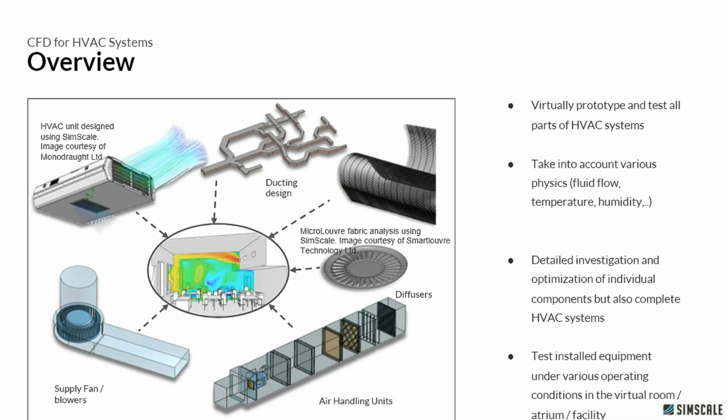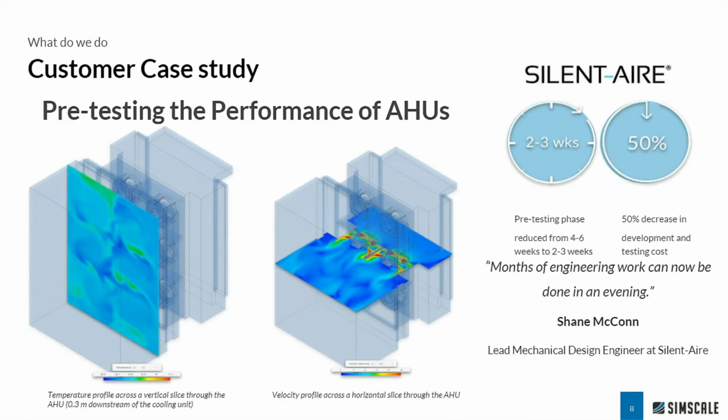Finally, a case study from our customer Silent Air. They are designing, engineering and also manufacturing cooling and modular data center solutions. Silent Air needed to validate the mixing performance of their air handling unit. In this case, it was critical to ensure that no parts of the downstream airflow should vary by more than 0.8 degrees versus the average supply air.